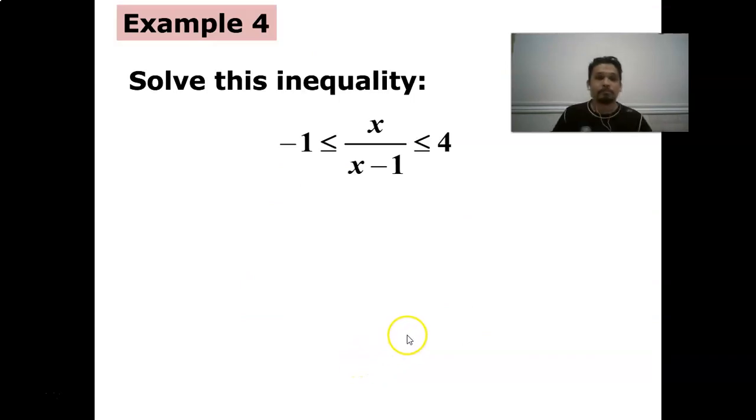Now for this one, just like in the previous videos, we are going to separate this into two parts. Look at this one here now: x divided by x minus 1 greater than or equal to negative 1, and x divided by x minus 1 less than or equal to 4.